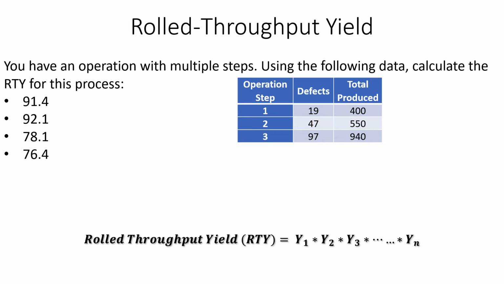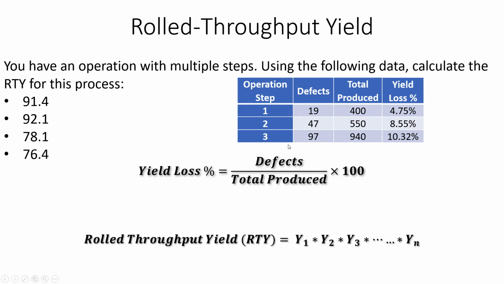So rolled throughput yield is equal to the yield of step 1 times the yield of step 2 times the yield of step 3. Now we have to calculate the yield or the yield loss associated with each step in our process. So I've added little columns here to calculate the yield loss and the yield for each of our steps. So for step 1, we had 19 defects out of 400 total produced, meaning that our yield loss was 4.75%. I can do that same math for steps 2 and 3.